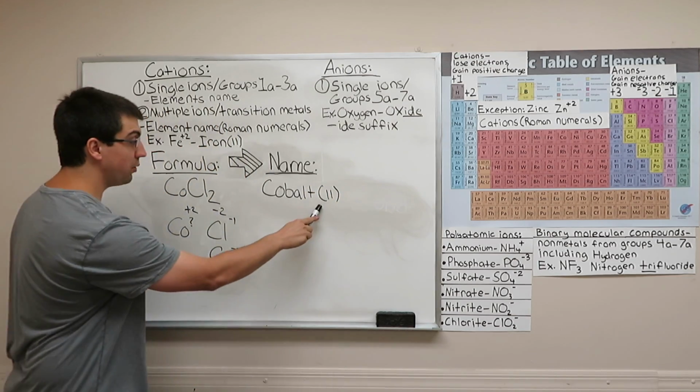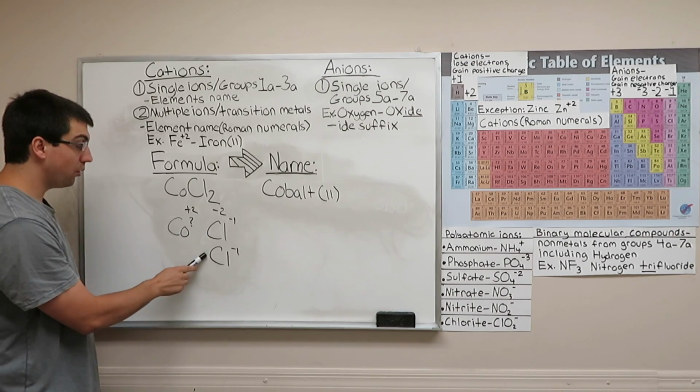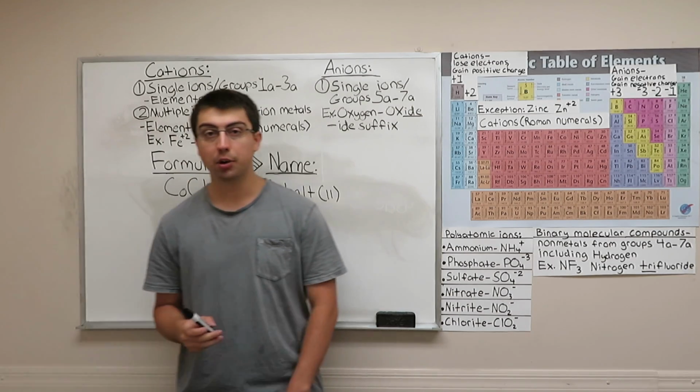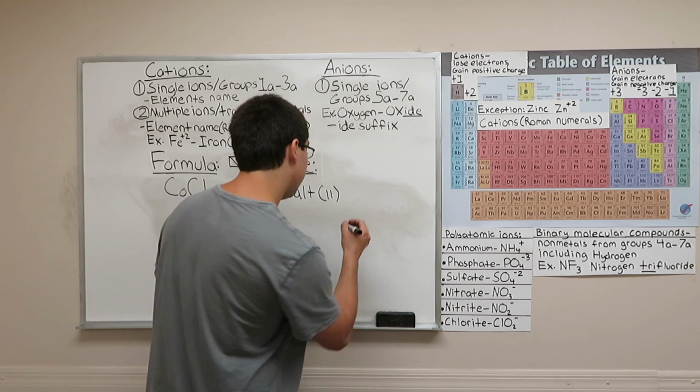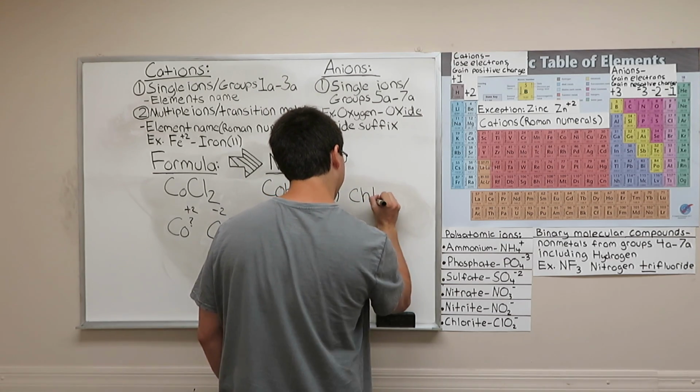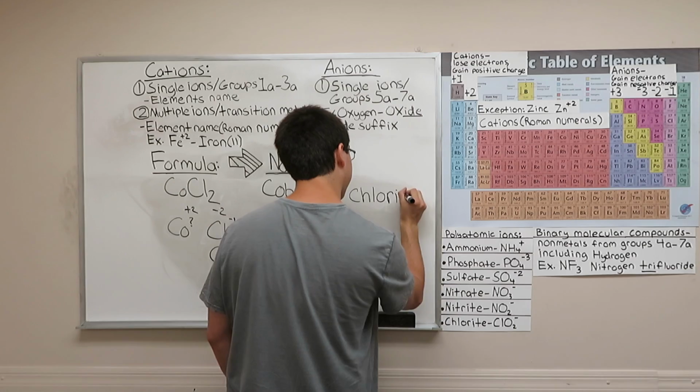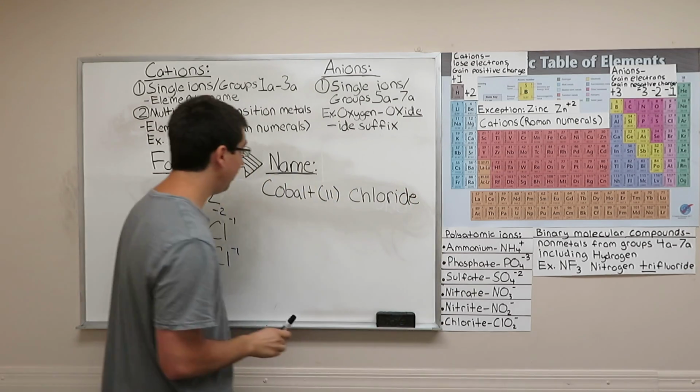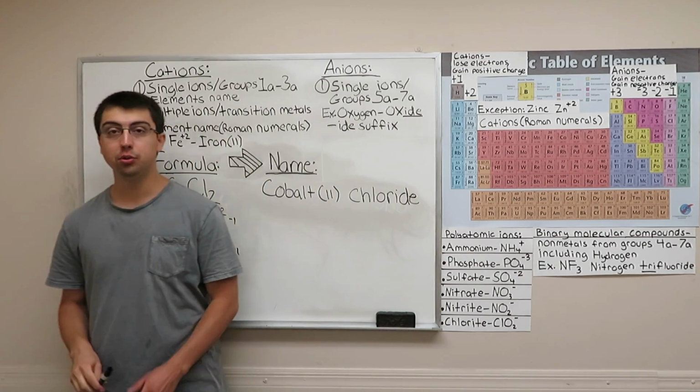You need to write its charge with Roman numerals. And now we have chlorine, and since we're naming a compound, we're going to call it chloride. And the name is cobalt-2 chloride.